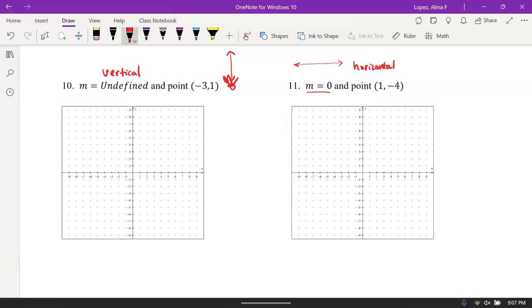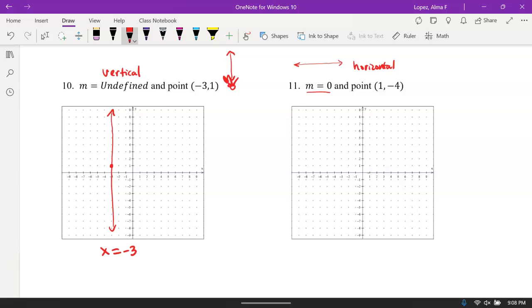Now let's see here. I'm going to go to the point -3, 1, and I'm going to draw a vertical line in. Now, did you notice that with the vertical line, every single point is going to have an x of -3? That's actually the equation of the line. Kind of neat.